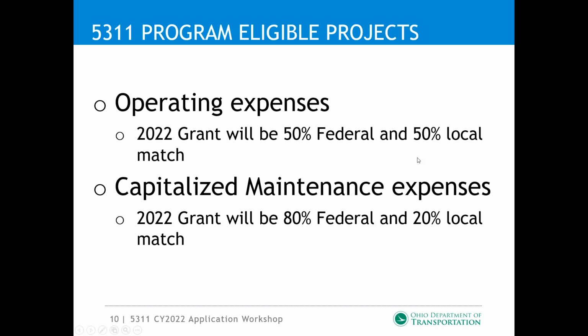But there is a potential for more stimulus funding similar to the CARES Act funding in the future. Until we get that notice, we're going to continue forward with this application process, with the thought being that we're going back to the traditional 5311 funding, where operating is funded at 50% federal and 50% local match, and then the capitalized maintenance expenses at 80% federal and 20% match.